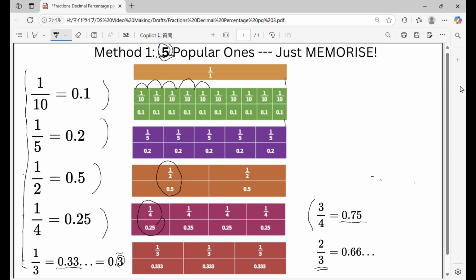Or 2/3. 2/3 is twice as much as 1/3, which is 0.6666 going forever, which we can write like this. Or if you have something like 0.6, then you know that's 3 times 0.2, so that's 3/5. Or if you have something like 4/3, which is 1 and 1/3, which is 1 and 0.33333, so we know that's 1.33333, which we can also write like that. Okay, that's it.